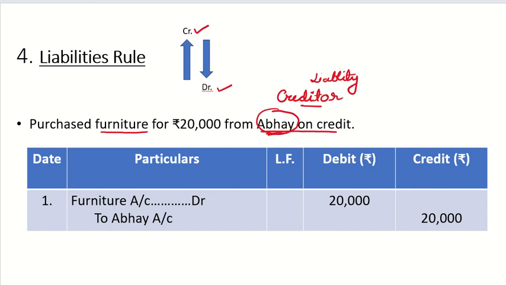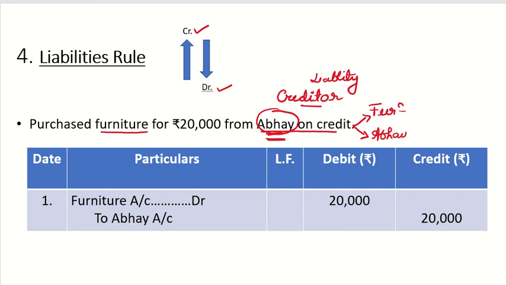Fine. So see, the two accounts which get affected here are, first, the furniture account, because they are purchasing the furniture. And the second account which gets affected here is what? Abhay's account.